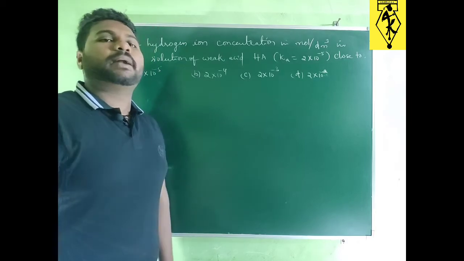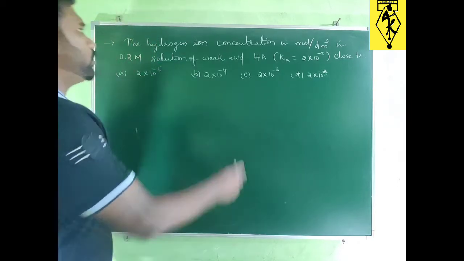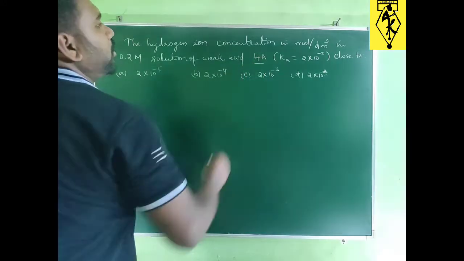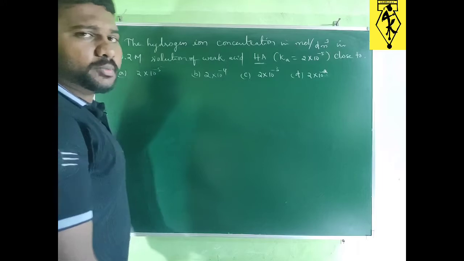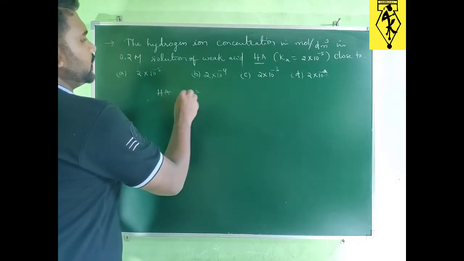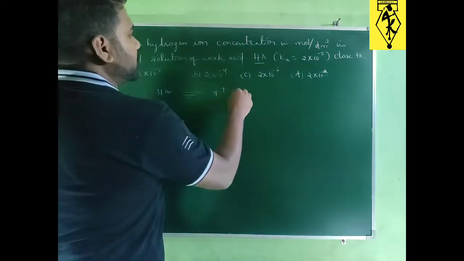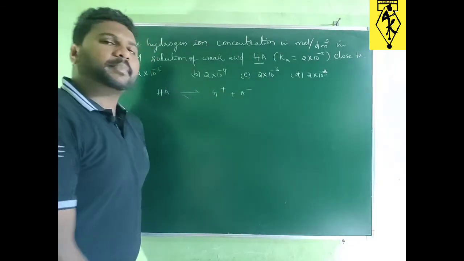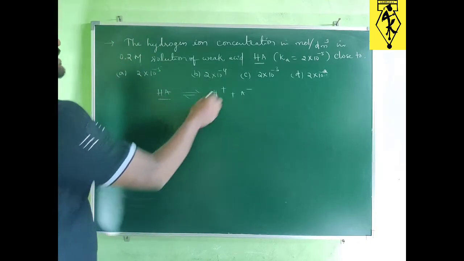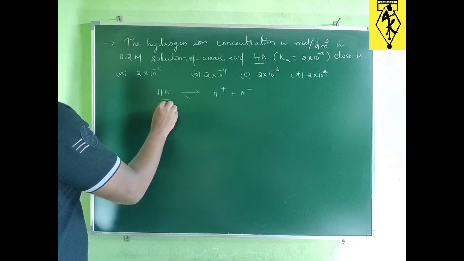So when they have given problems like this, first we need to write the formal things. So that is HA, they have not mentioned a particular acid here, so simply we can take HA. This can be dissociated as H plus and A minus. This is the general representation of dissociation of a weak acid. So here the initial concentration of this HA they have given, that is 0.2 M concentration.